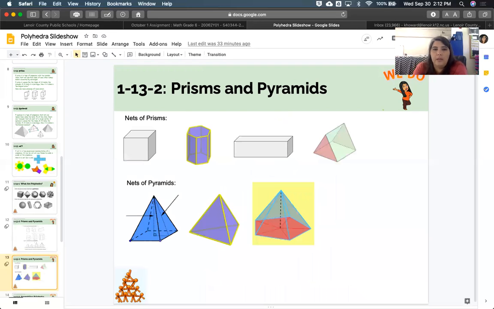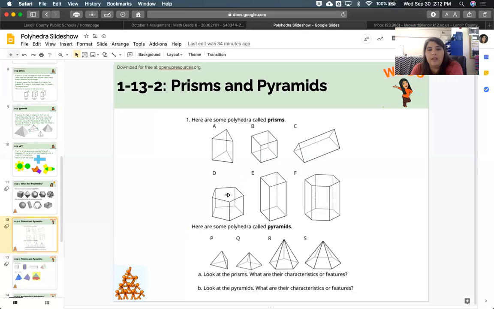Okay, the next one is a hexagonal prism. Its bases are both hexagons, and they're connected by rectangles. E is a square prism. Its bases are squares, and it's connected by rectangles. We could also call it a rectangular prism.